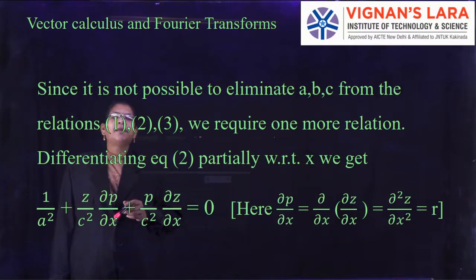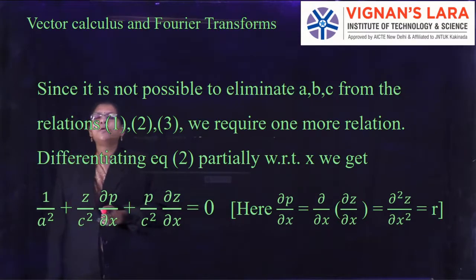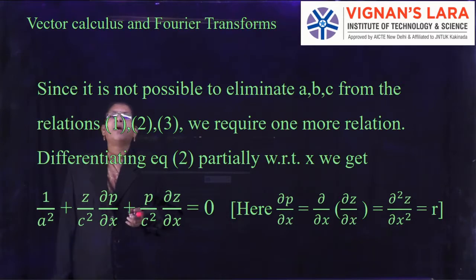I will explain one more time. We are differentiating equation 2 partially with respect to x. What is equation 2? First term is x by a square. What is the derivative for x? 1 by a square. Plus what is the second term? 1 by c square into zp you are having. First you take z as a constant. What is the derivative for p? Dou p by dou x, plus 1 by c square into, you write p as constant. Then what is the derivative for z?